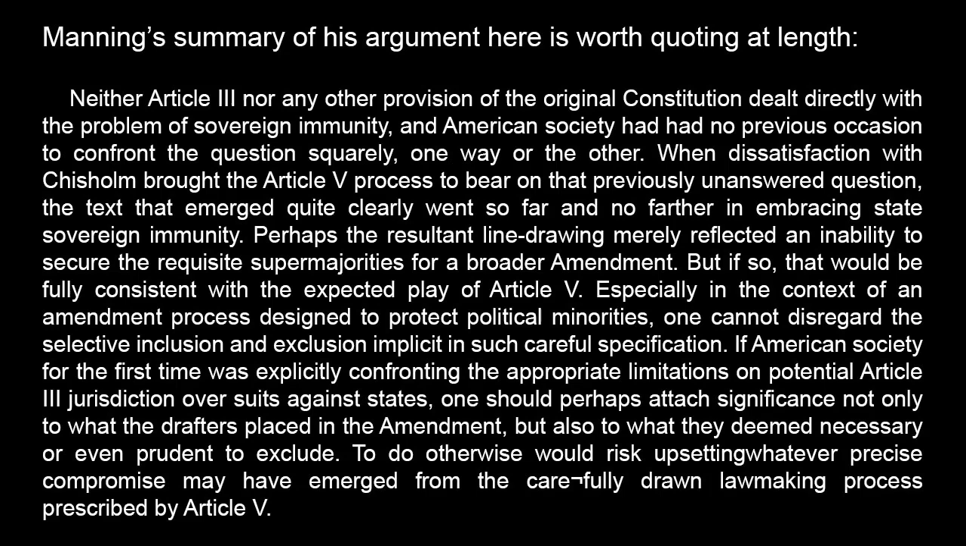"Neither Article 3 nor any other provision of the original Constitution dealt directly with the problem of sovereign immunity, and American society had had no previous occasion to confront the question squarely, one way or the other. When dissatisfaction with Chisolm brought the Article 5 process to bear on that previously unanswered question, the text that emerged quite clearly went so far and no farther in embracing state sovereign immunity. Perhaps the resultant line drawing merely reflected an inability to secure the requisite supermajorities for a broader amendment."